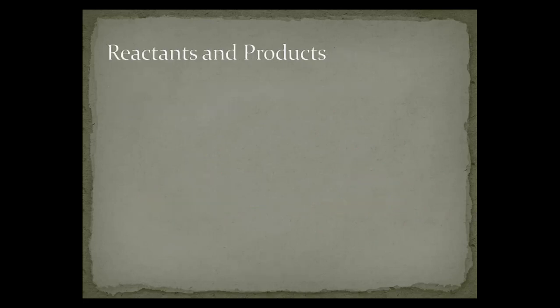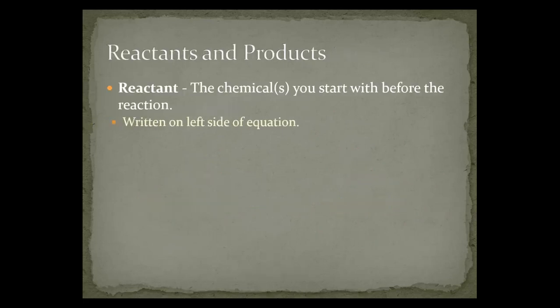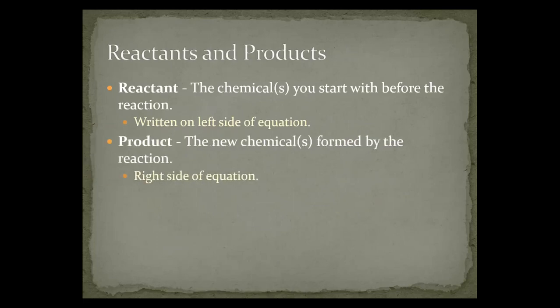All right, so like I said, reactants are chemicals that you start with before the reaction. They're usually written on the left side. And the products are what are on the right side of the equation, what's made by that. So we have reactants on the left side and products on the right side.